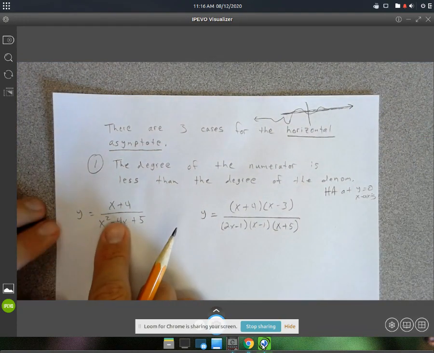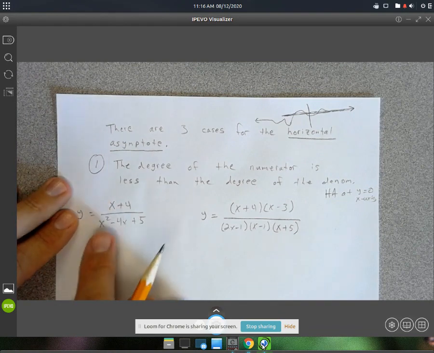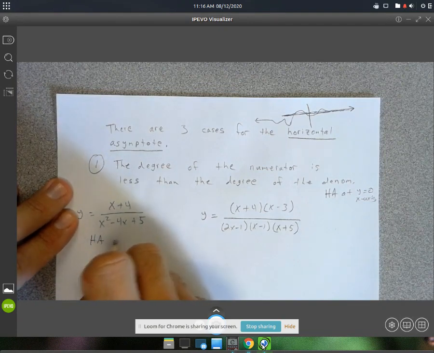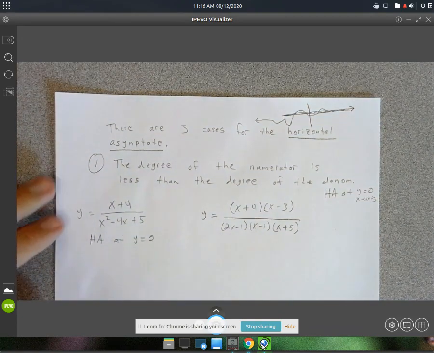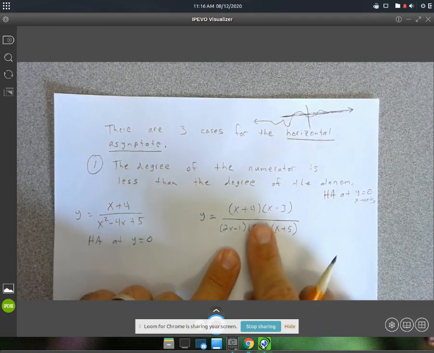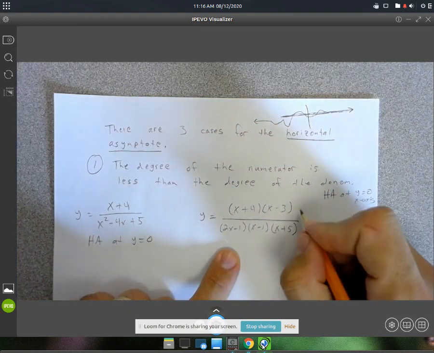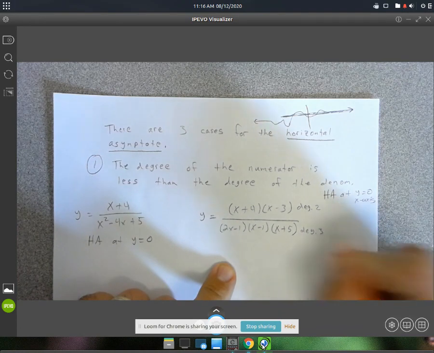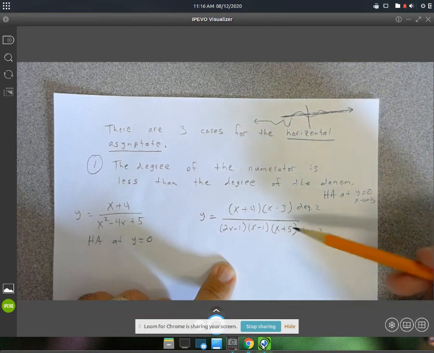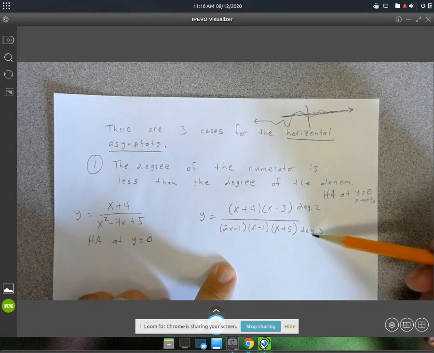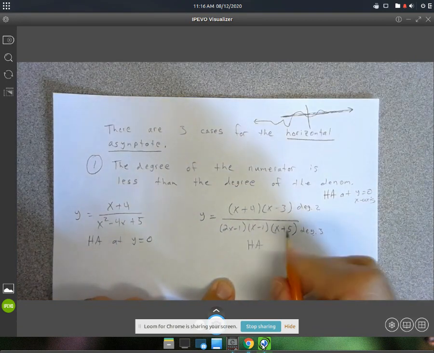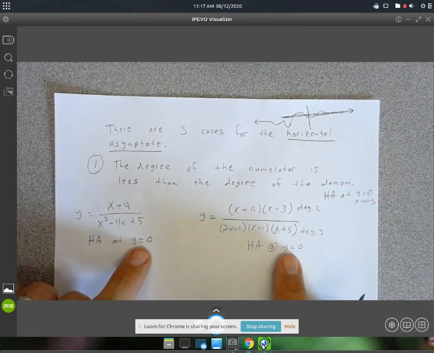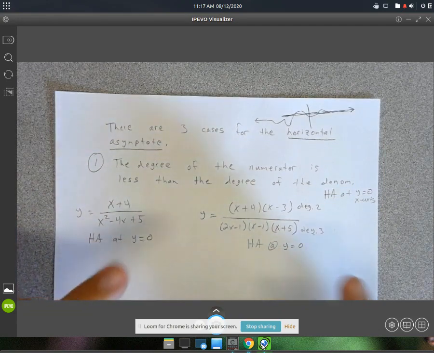You'll notice in this first example, we have a degree of 1 on top and a degree of 2 on the bottom. So automatically, I know that this is going to have a horizontal asymptote at y equals 0. On this one, if we're looking at the top, we see 2 linear factors, so it has a degree of 2. And on the bottom, we see 3 linear factors, so it must have a degree 3. In both of these, the degree of the numerator is lower than the degree of the denominator, so again, a horizontal asymptote at the x-axis, y equals 0. In these, it might actually cross or touch the x-axis, but it's not guaranteed.